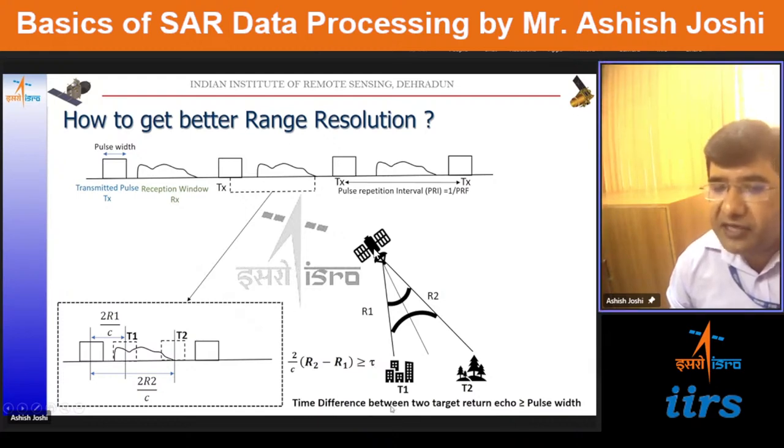If the time difference between the two target return echoes is greater than the pulse width, then only the sensor will discriminate two targets separately. So this is the condition. It means that if the time difference between these two targets is greater than the pulse width of the signal, then only it is able to discriminate the two targets separately.